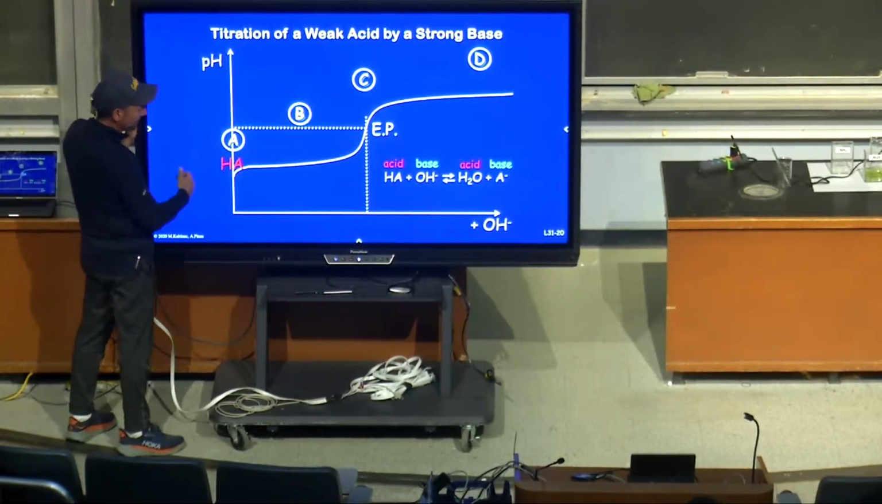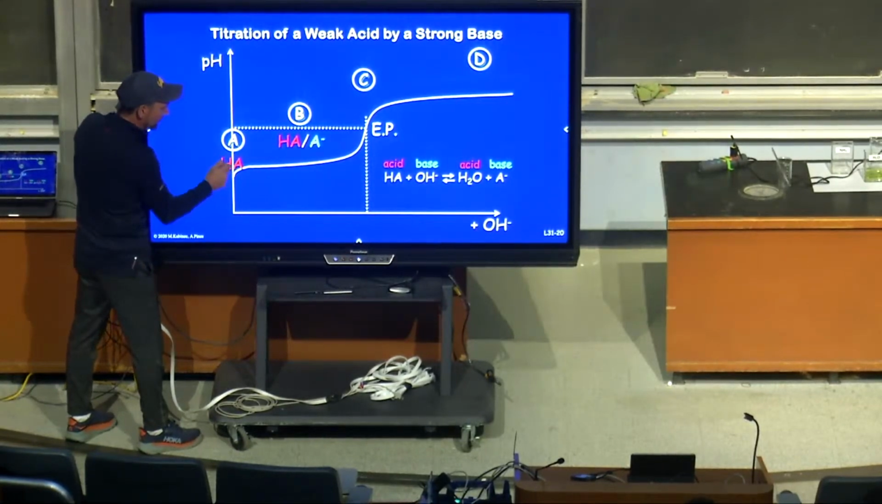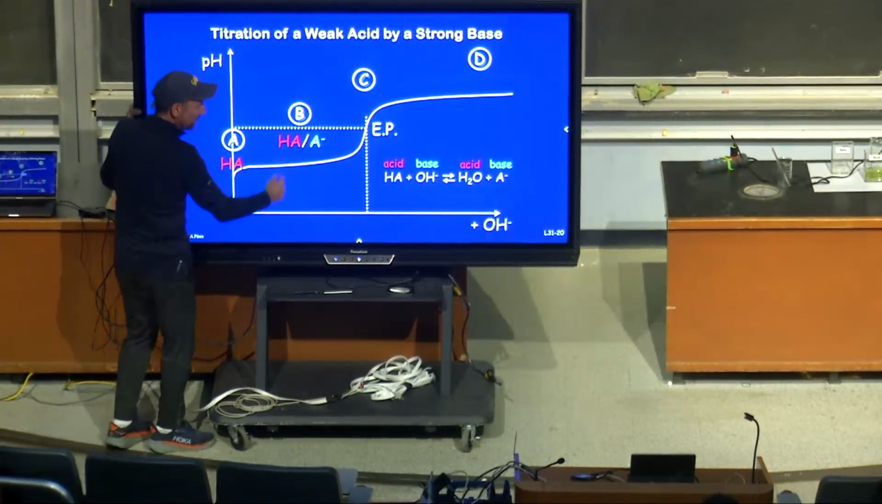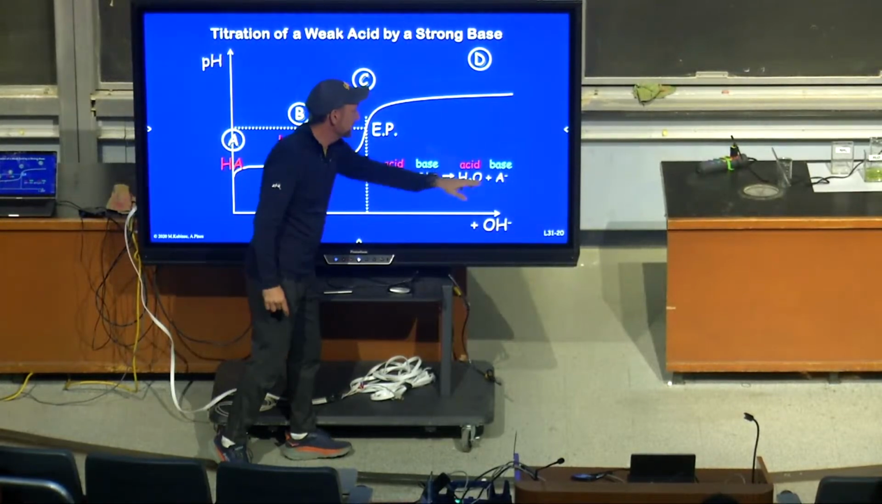We'll just go through it. I think we go through it. And remember, it's a weak acid. So here, it's mostly HA. HA does not dissociate very much. So it's mostly HA. As you go here, you're converting that HA into A minus.